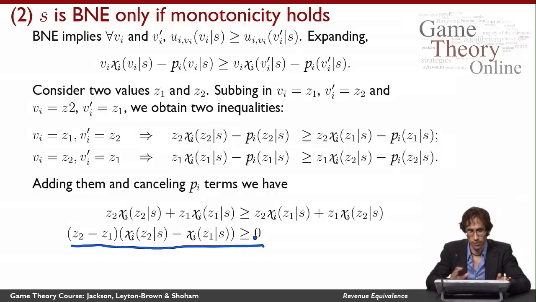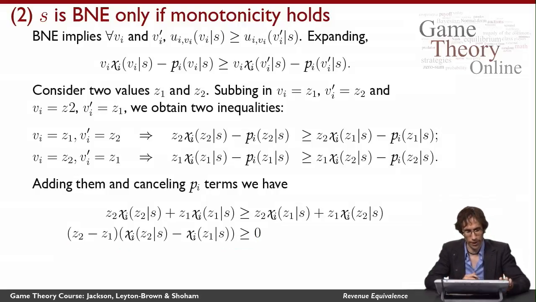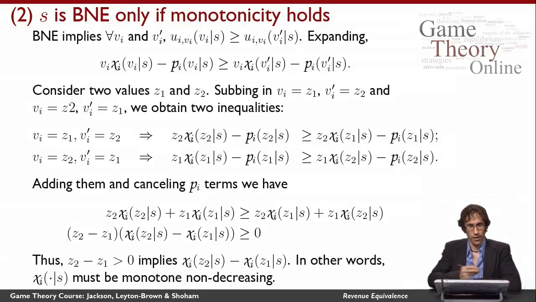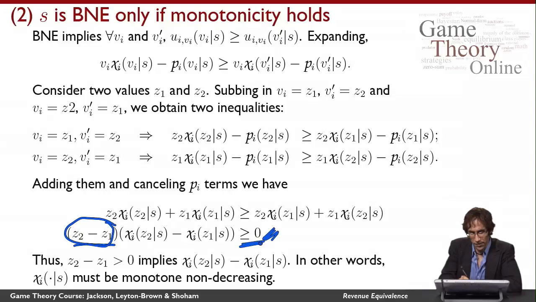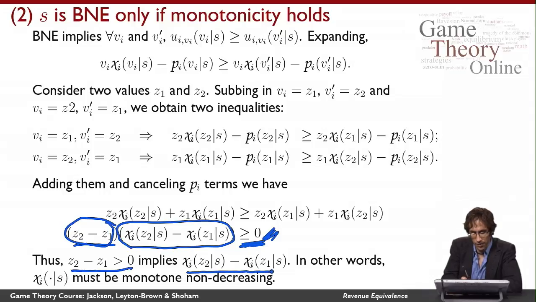And you can verify that for yourself. That's just some simple algebraic manipulation. And really, the monotonicity requirement just pops directly out of this expression here. So in particular, you can see that if Z2 is bigger than Z1, meaning that this term here is positive, then in order for this inequality to be true, in order for this whole thing to be non-negative, we have to make sure that this is also not negative. So we can conclude that this being positive implies that this has to be positive.